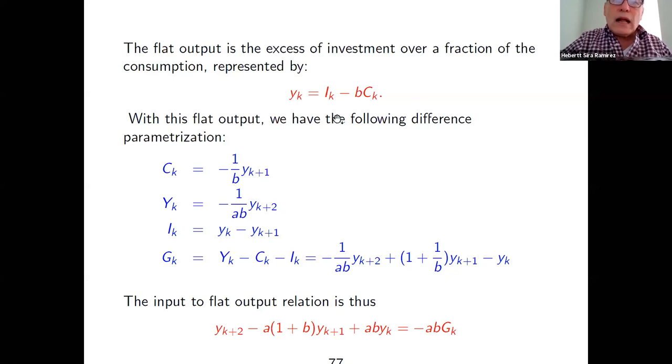So the flat output, remember, is an artificial output. And it gives you a nice parametrization that is related to everyone, and therefore you can translate your objectives from the knowledge of the economy or the knowledge of the policies that you want to implement in terms of that flat output. And that flat output is controllable, it is observable, and even though the system is algebraic difference, it doesn't matter. The flat output has the same meaning.